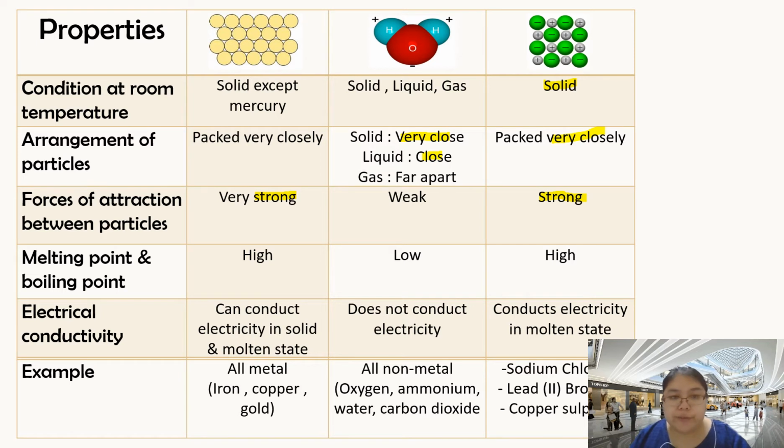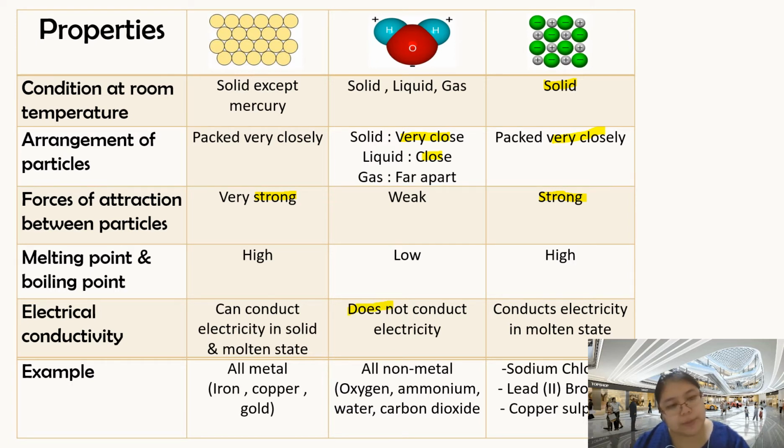After that, number 4 is melting point and boiling point. The atom has a high melting point and high boiling point. Ions are also the same, but the molecule is low. The last one is electrical conductivity. The atom can conduct electricity in both solid and molten state. Molten state means liquid state. The ions can conduct electricity only in molten state, which means in solid they cannot conduct electricity. How about the last one, the molecule? Molecules do not conduct electricity.